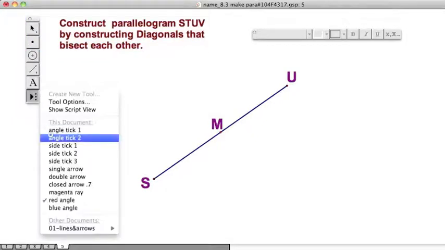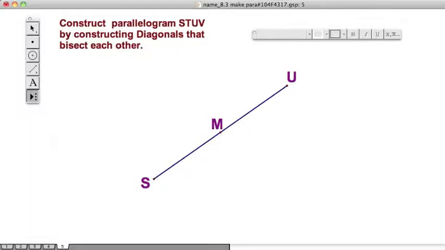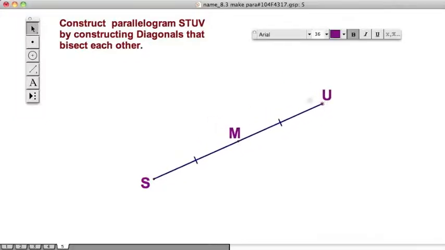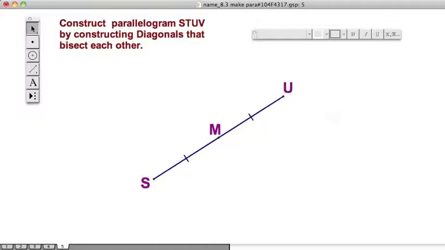Side tick 1. Now, if you just snap that, that's not going to work. Just watch this from S to the M, M to the U. All right, so we put in our little tick marks. Now, if you're not in my class, I suppose I could send you one of these files so you know how to do it, but well, you'll figure it out. You're all pretty smart. M is my midpoint, and that's what it says right now.